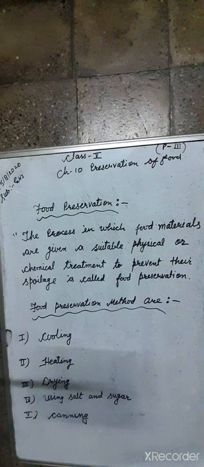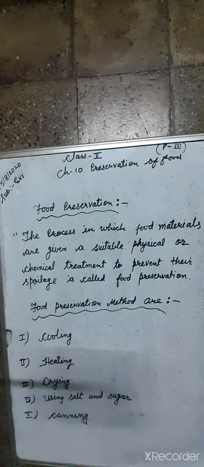This is the EVS class for standard 5th. Students, we were doing chapter 10, preservation of food. This is part 2. Today we will learn about preservation of food and different methods of preservation.